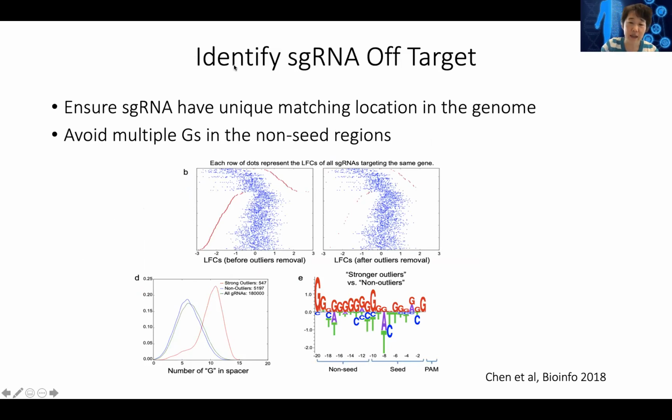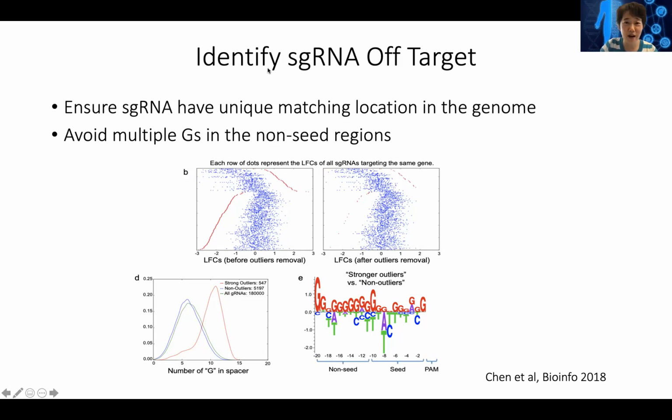It's also important to make sure that the guide you design does not have off-target effects. This is especially important if you want to target some locations to repair the genome, say for a genetic disease, right? You don't want this to go everywhere else to cut and repair and create undesirable changes in the child. You correct one mistake, but created a lot more mistakes. That would be really bad.